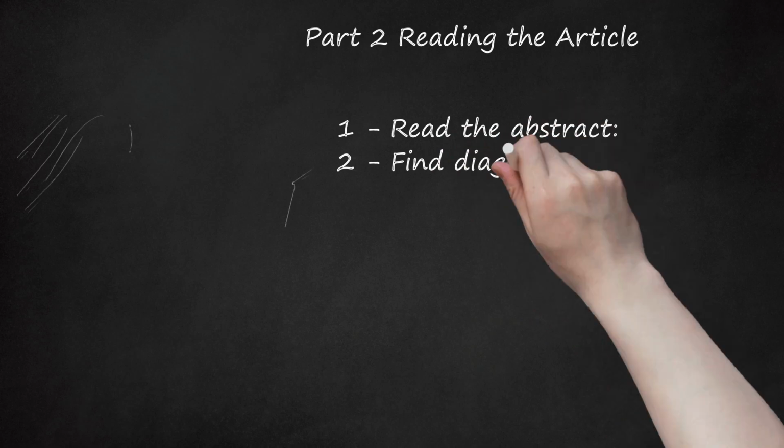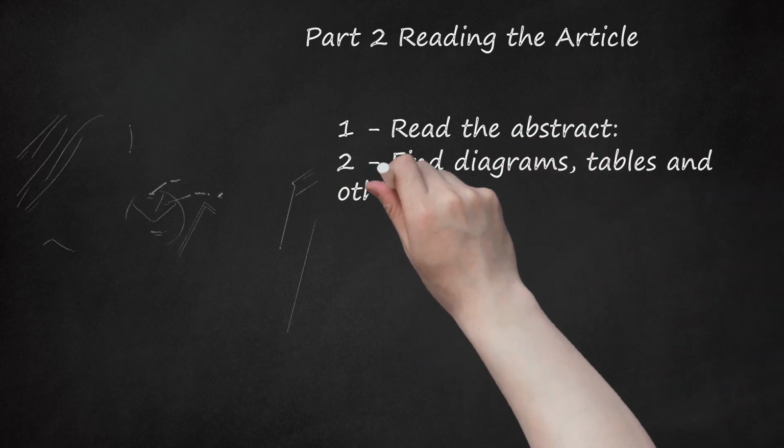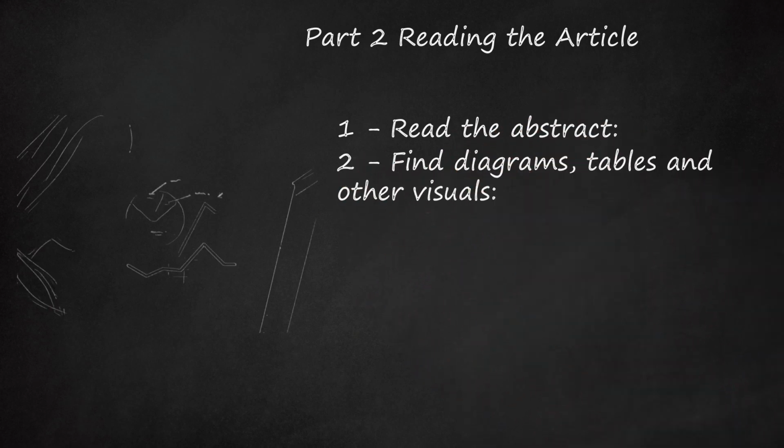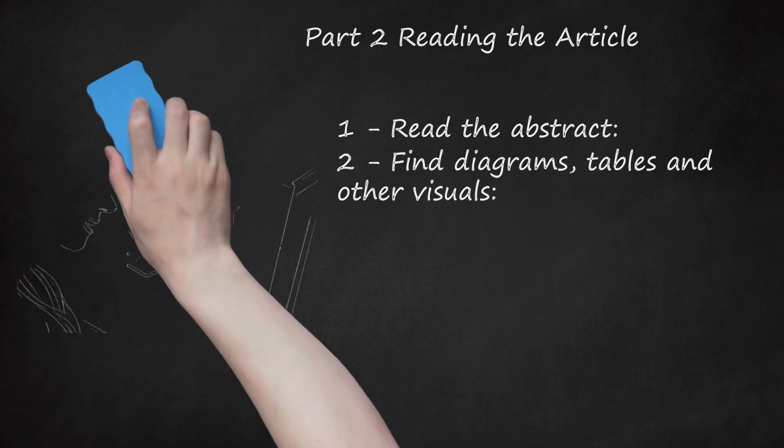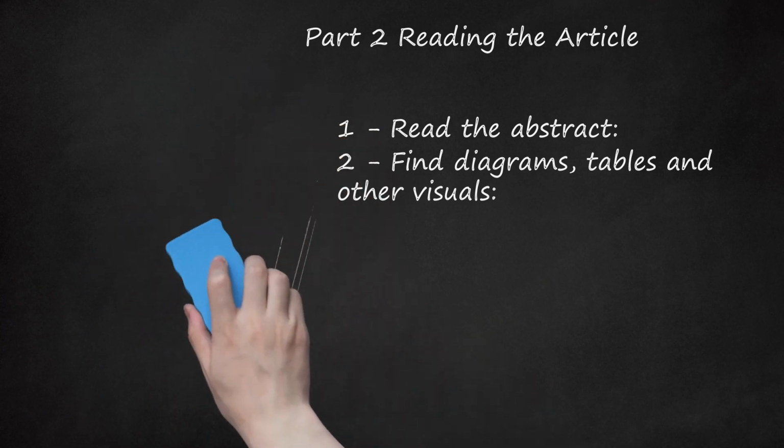2. Find diagrams, tables, and other visuals. When you have read the abstract, you know what is the core of the study. Now see if you can find some visuals like bar diagrams or correlation charts that give you a little more detailed information about the basic results.